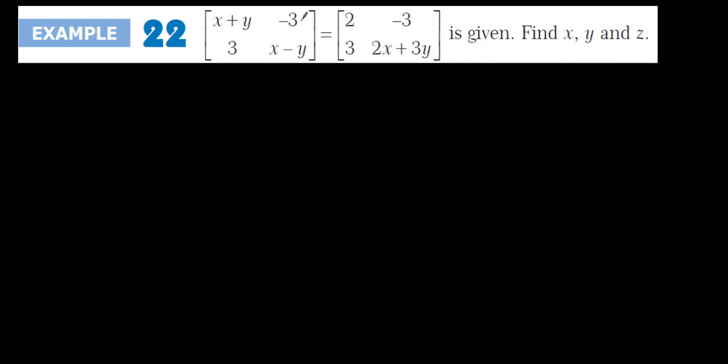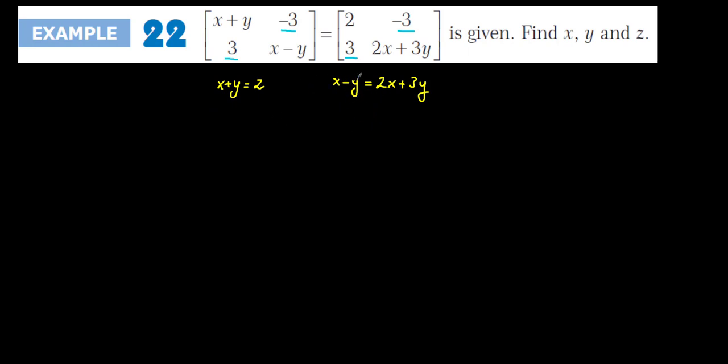Here, again, these two matrices are given. As you see, these entries, this one and this one, this one and this one, are equal to each other. So the rest of them also should be equal to each other, which means x plus y is equal to 2, and x minus y is equal to 2x plus 3y. In this case, I can solve this question by using the substitution method.